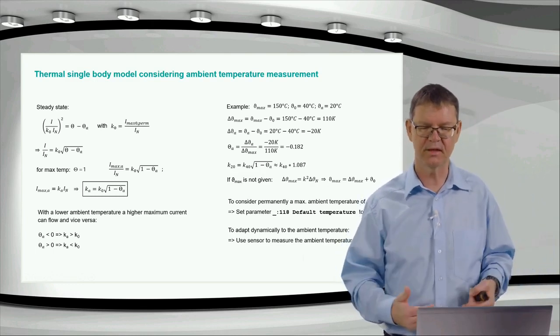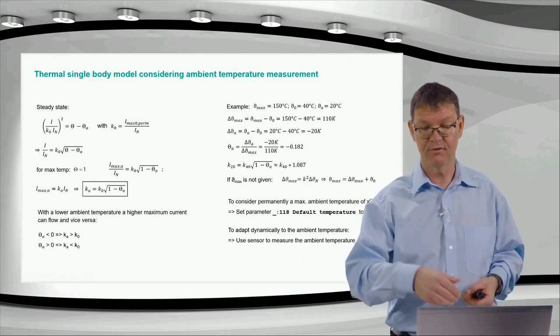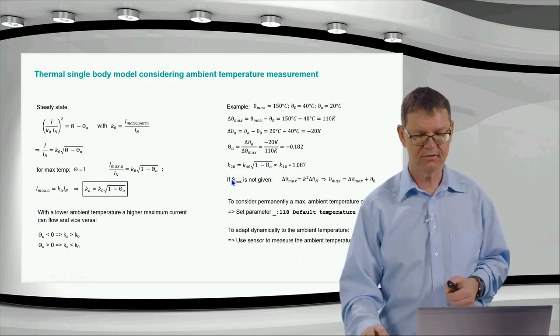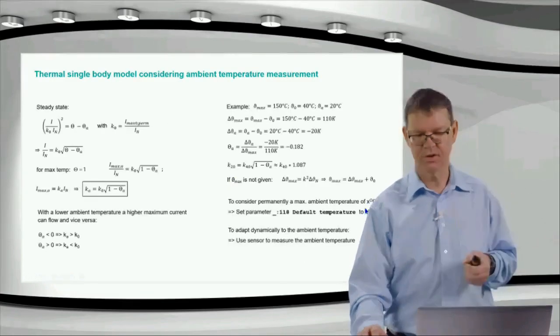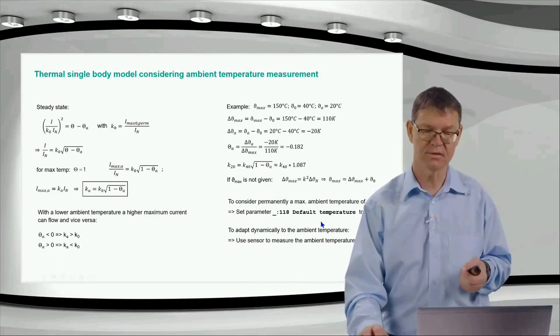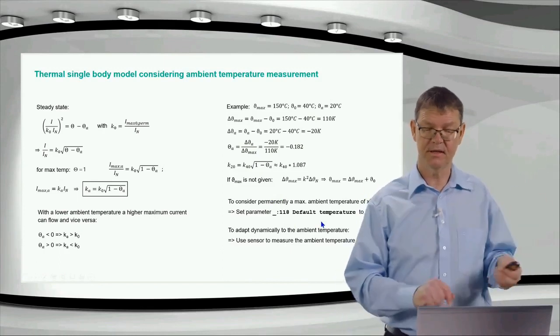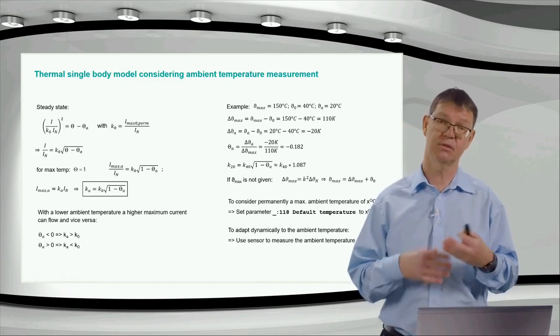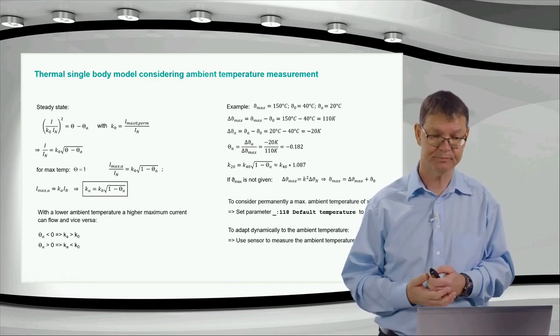So if your motor is running permanently under 55 degrees instead of 40 degrees, set the standard K factor which you get for the 40 degrees and put here then 55 degrees Celsius inside. And then everything is fine. And the thermal model will calculate or take into consideration this other ambient temperature.